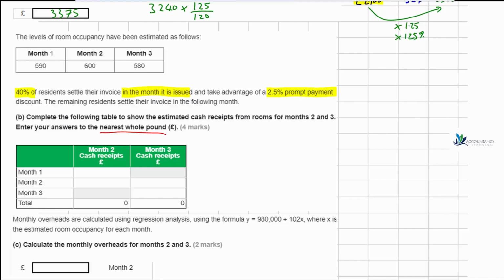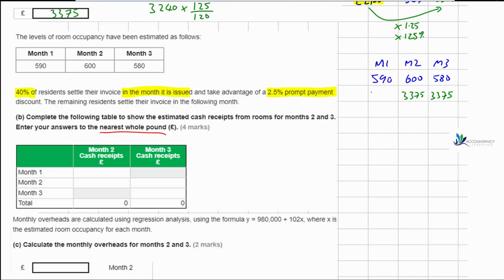So what are we doing then? We know we've got these different months, haven't we? So we've got month 1, month 2, and month 3. We've got the number of rooms there, so it's going to be 590, 600, and 580. We know we've got different prices for them as well, don't we? So for month 2 and month 3, our price is the 3,375 that we worked out just now.